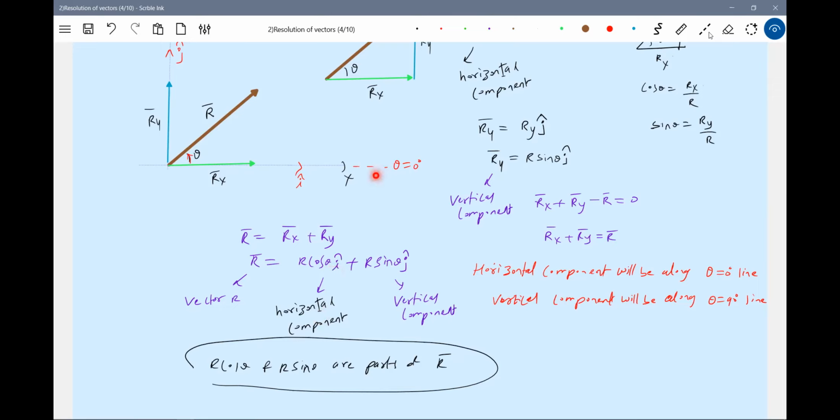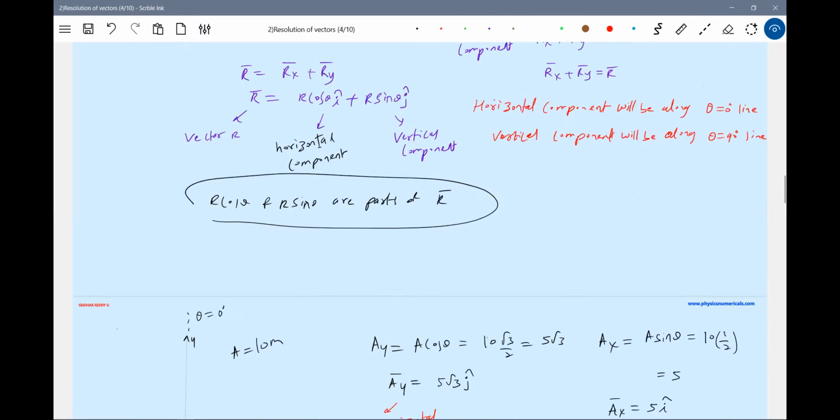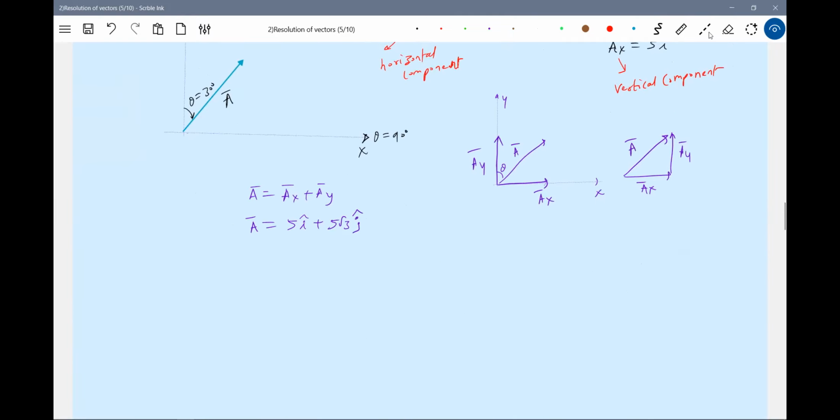Okay, now you got the idea. The horizontal component is not something that should always be along the x-axis. It can be along the y-axis also. It all depends upon where you define theta equals 0 degree. That was the main purpose here. This is the vertical component. This is the horizontal component. And this is the vector.